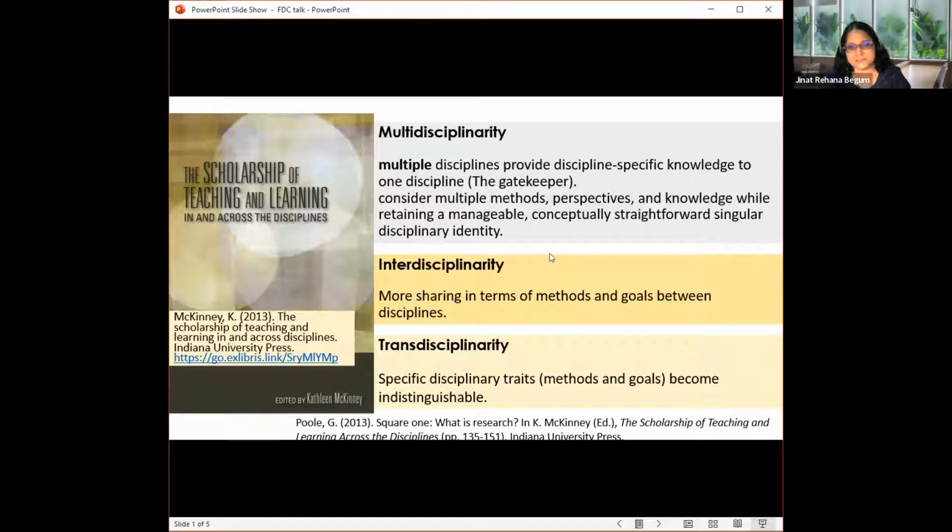So multidisciplinarity, where you keep your identity and you take from other disciplines. Interdisciplinarity, where there's a certain sense of sharing methods and goals. And transdisciplinarity, which you rarely find because it's that muddy area where you no longer have a sense of identity as a discipline.